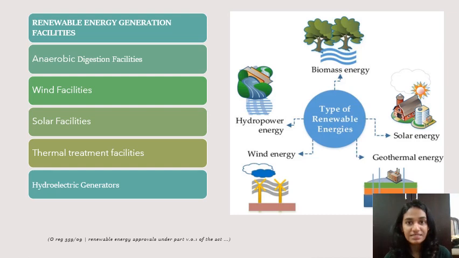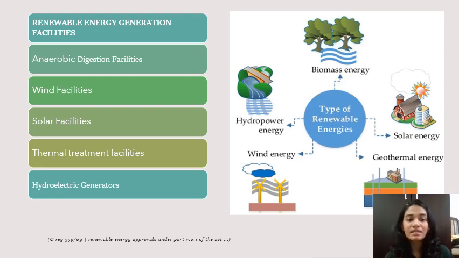The second is wind facilities. Wind turbines are used to convert wind energy into electricity. The blades of the turbines capture the kinetic energy and convert it into electricity. The third is solar facilities. Photovoltaic cells harness sunlight and convert it directly into electricity. Solar panels are installed on rooftops or solar farms and generate electricity directly from sunlight.